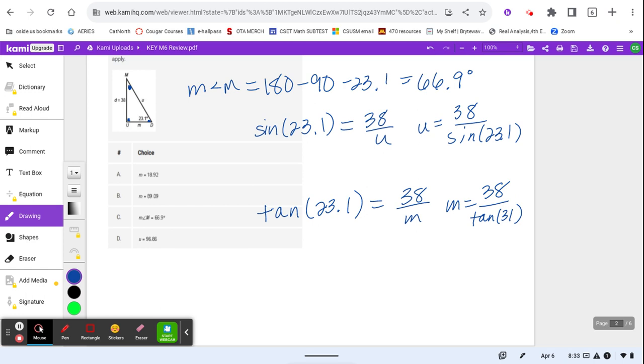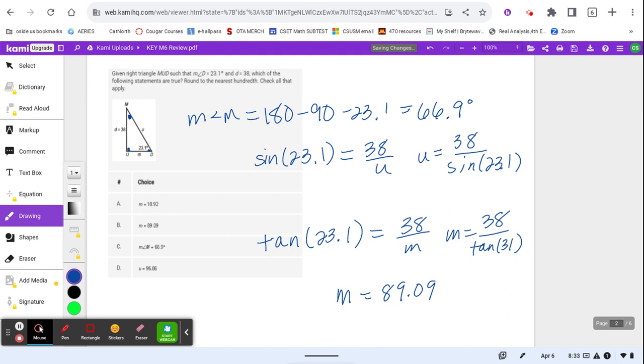It's not working on my calculator. Let's see if I can remember the answer from class. One of them was 96.86 and one of them was 89.09. So it must be that M equaled 89.09, and it must mean that U equaled 96.86. Sorry, my phone calculator is not working while I'm trying to do this.